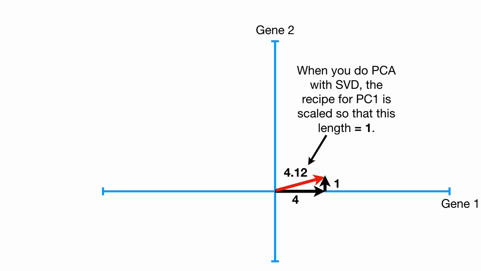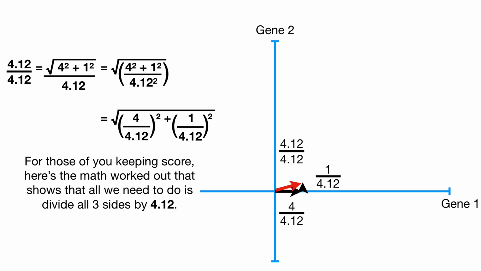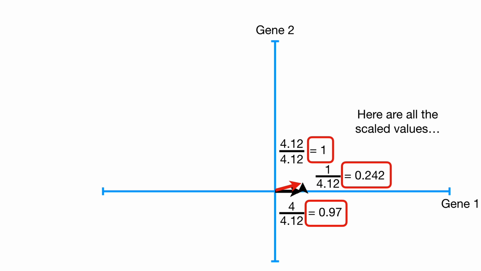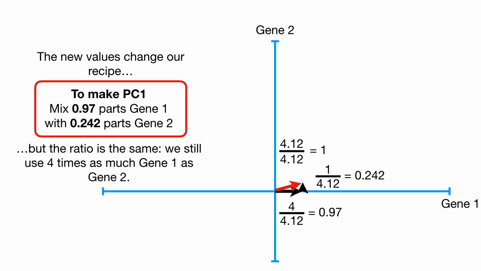When you do PCA with SVD, the recipe for PC1 is scaled so that this length equals 1. All we have to do to scale the triangle so that the red line is 1 unit long is to divide each side by 4.12. For those of you keeping score, here's the math worked out that shows that all we need to do is divide all 3 sides by 4.12. Here are the scaled values. The new values change our recipe, but the ratio is the same. We still use 4 times as much gene 1 as gene 2.